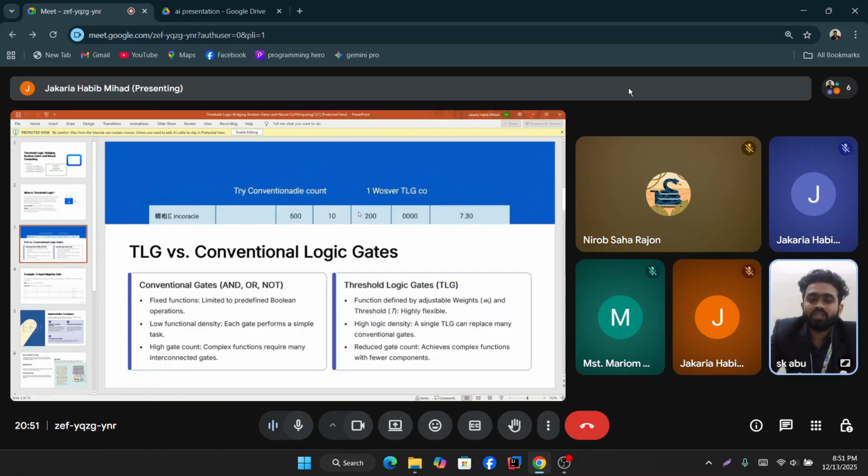That's why threshold logic gates are more important. They reduce gate count and achieve complex functions with fewer components. That's all of my presentation. My next team member Moriam Jahan will continue from here.